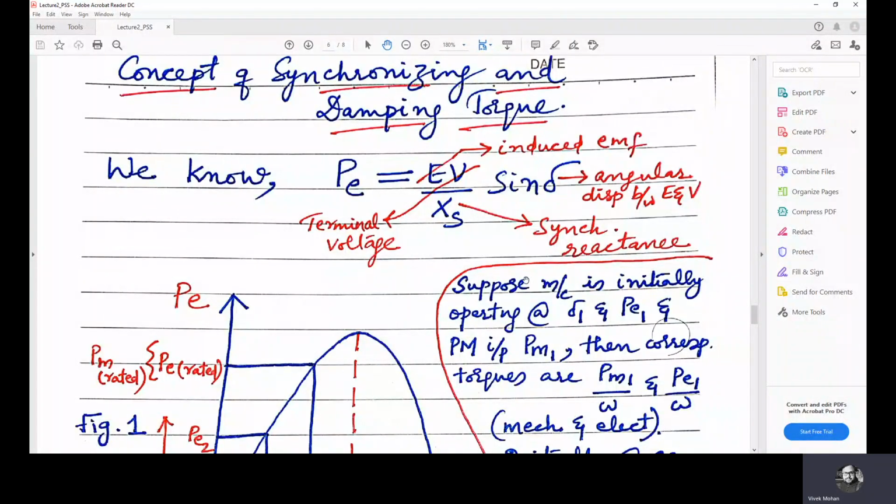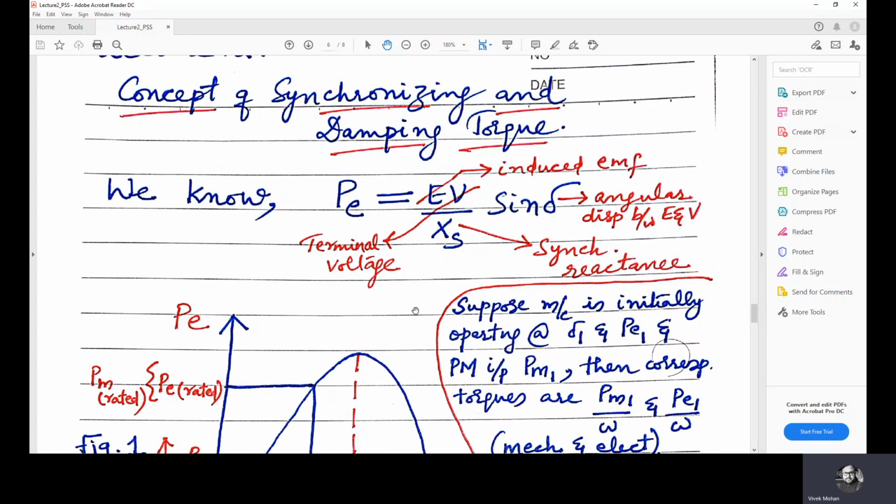Hello everyone. Welcome to the fourth lecture of power system stability. Here we discuss the concept of synchronizing and damping torque.